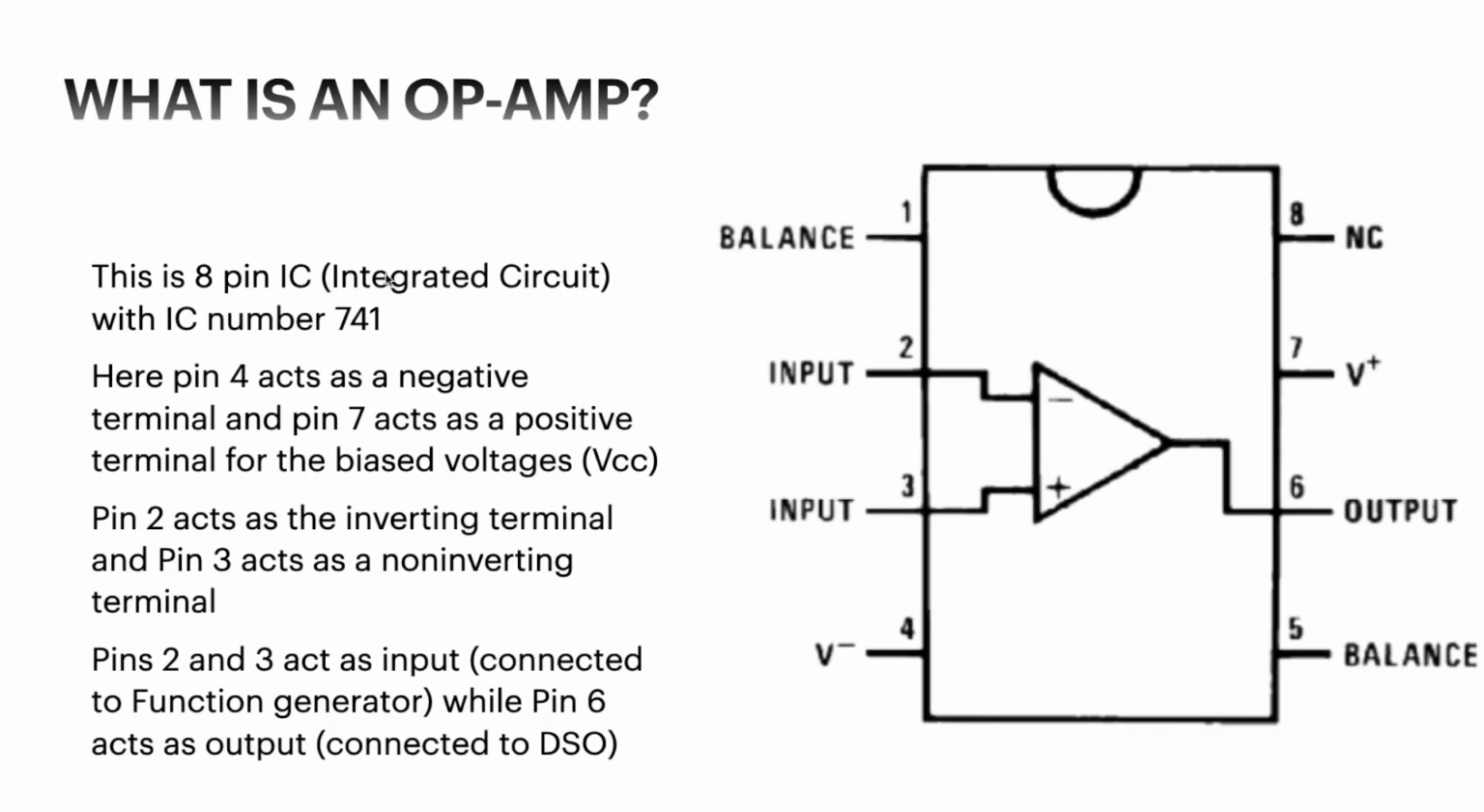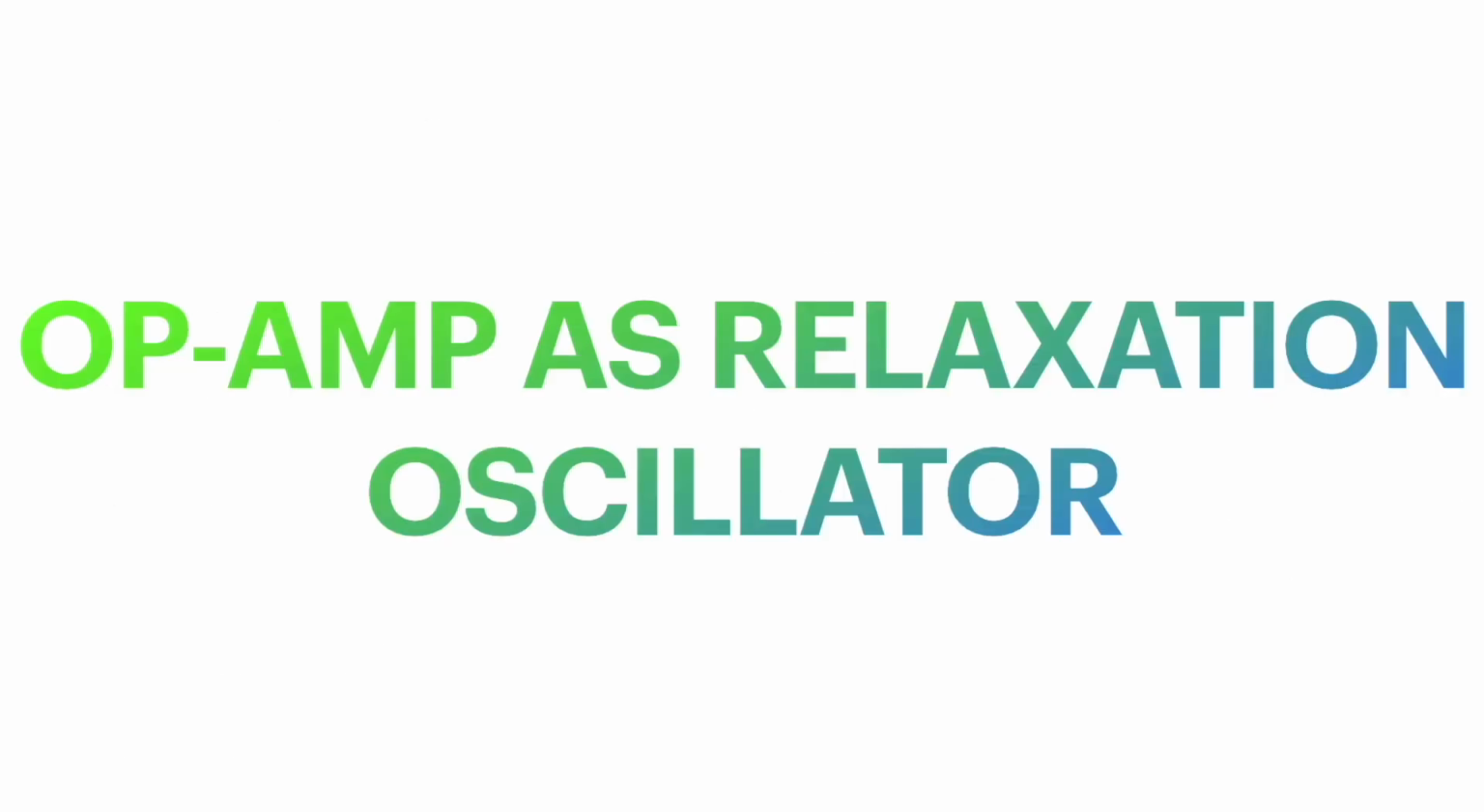So what is an op amp? This is an 8-pin integrated circuit with IC number 741. In the following op amp, pin 4 acts as a negative terminal, pin 7 acts as a positive terminal for biased voltages, and pin 2 and pin 3 act as inverting and non-inverting input terminals respectively.